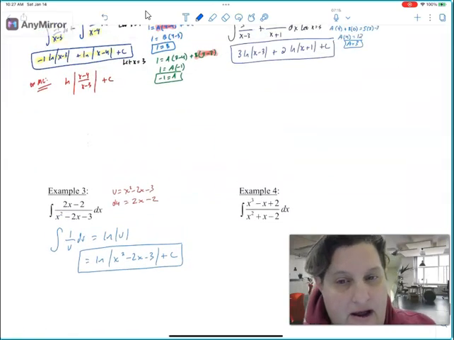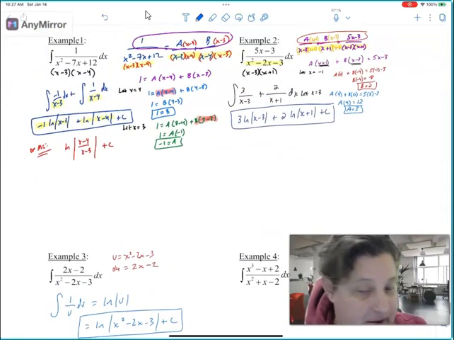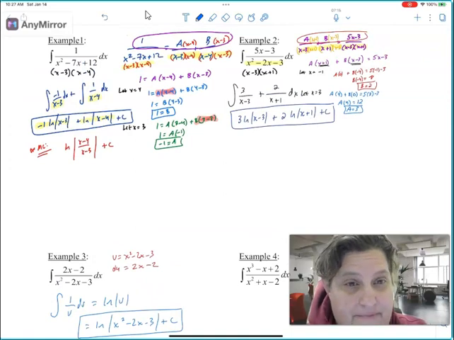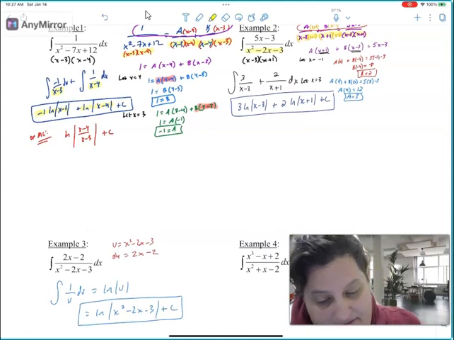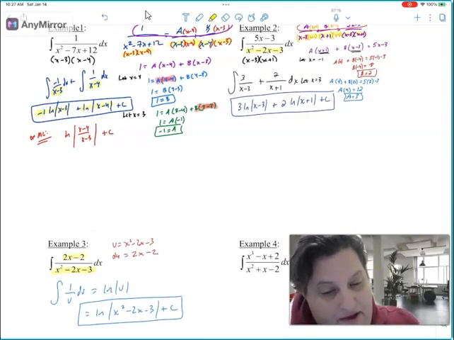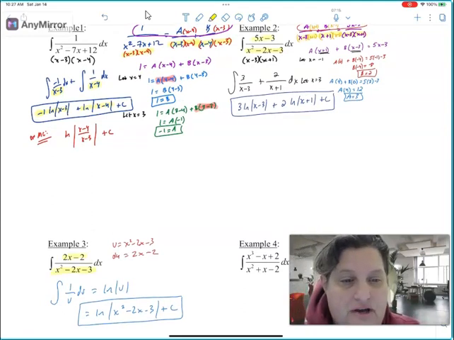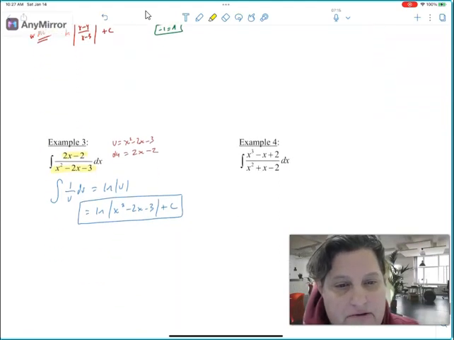You're probably going to be like, well, gosh, how would I look at those and see? I mean, you just have to get used to these problems, you know? That one of them is u-sub and one's partial fractions. It's really hard to tell because they both have the exact same thing on the bottom and they both have a linear term on the top. You just got to try something. If it doesn't work, try something else.